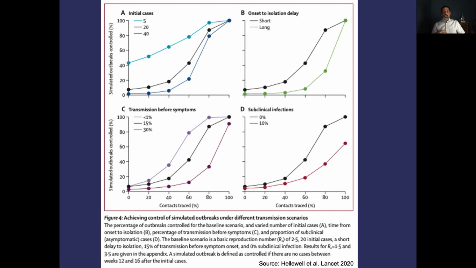So this is a very useful mathematical model to give you a sense of how much tracing of contacts needs to actually happen, and how quickly they need to be traced after they have disease onset, before you can expect your contact tracing program to begin to be able to control your local outbreaks.